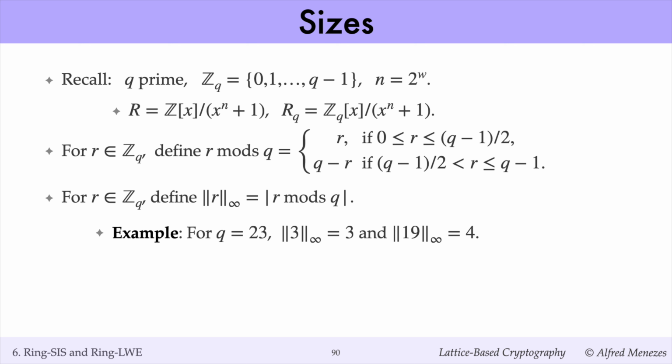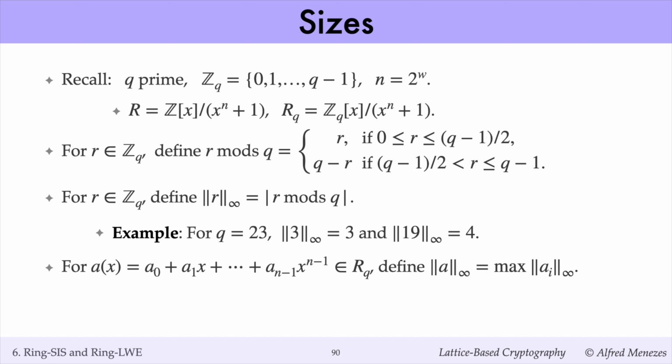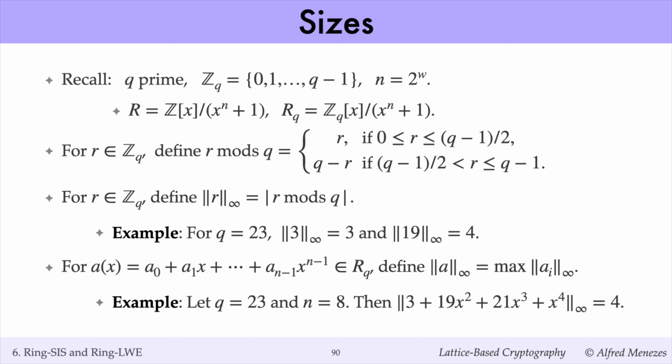For example, if Q is 23, then the size of 3 is 3, whereas the size of 19 is 4, since the symmetric mod 23 representation of 19 is minus 4, and its absolute value is 4. The size of a polynomial A is the maximum of the sizes of its coefficients. For example, the size of this polynomial is 4.